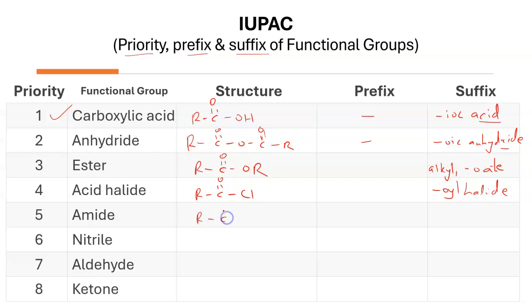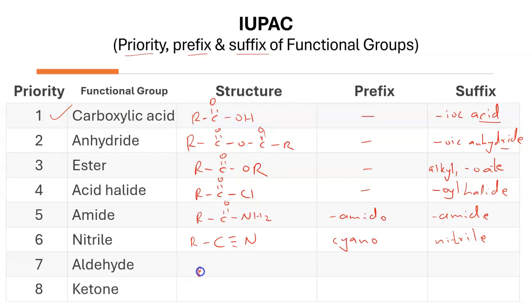Next is amide. Instead of this chlorine, it will have an NH2. In the prefix it is called amido, and in the suffix it is called amide. The remaining will be the name. Next is nitrile. It is written in this format: C triple bond N. In the prefix it is called cyano, and in the suffix it is called nitrile.